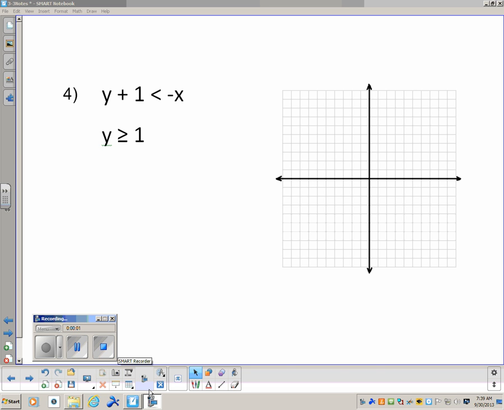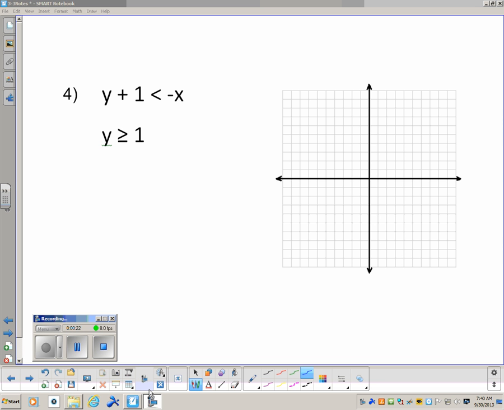All right. So continuing on with 3-3 notes. This one here, continue to solve systems of inequalities. So sometimes you've got some things written a little differently here. So number 4 says y plus 1 is less than negative x. But let's continue to kind of think it through the same way as we did before.